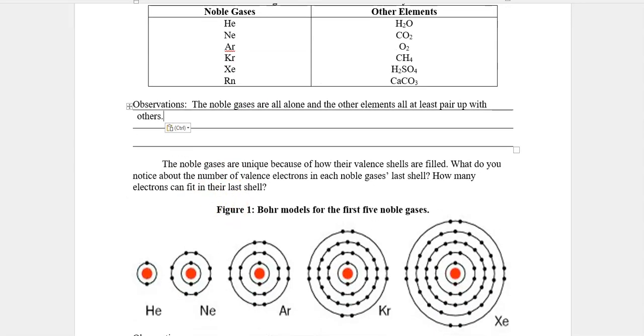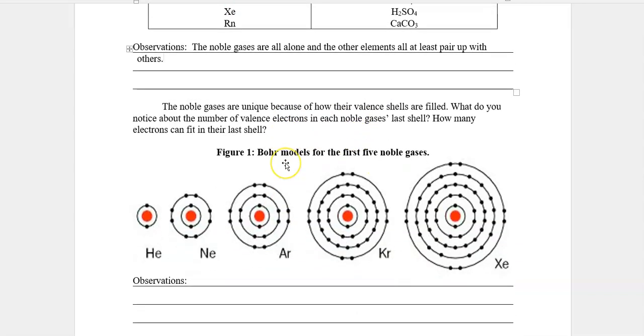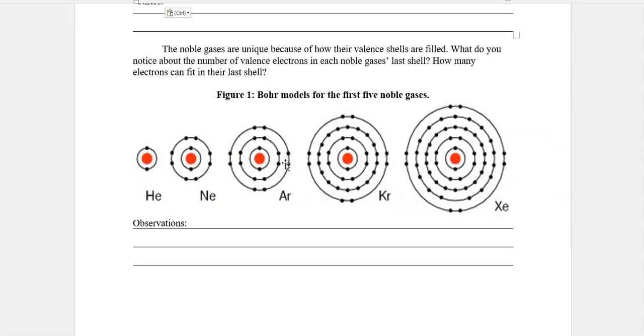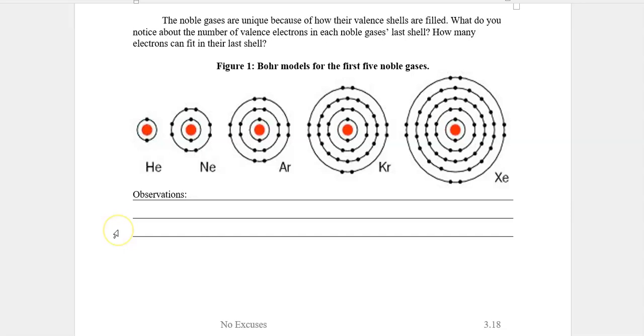The noble gases are unique because of how their valence shells are filled. Remember, valence shells are the last shell. What do you notice about the number of valence electrons in each noble gas's last shell? How many electrons can fit in their last shell? So here are the first 5 noble gases. What do you notice? Take some time on your own first.